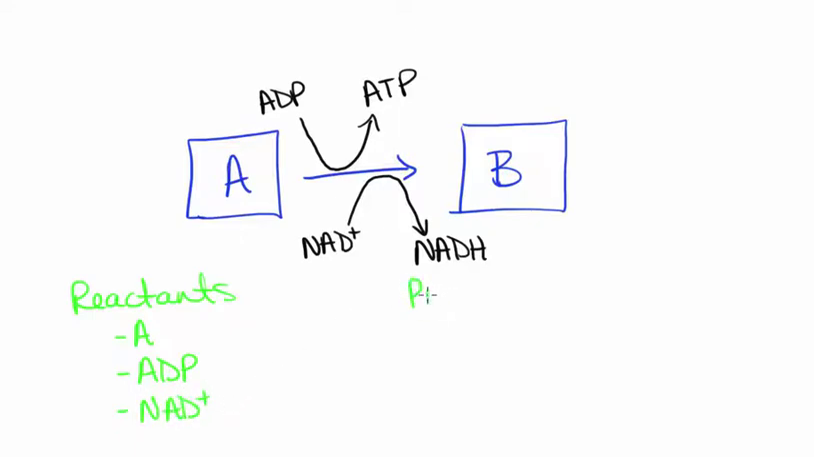If we look at the products of this one, we also have multiple products. Products would be anything that the arrow is pointing towards. Our products would be molecule B, ATP, and then also NADH.